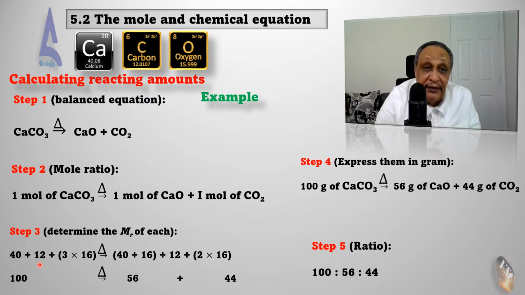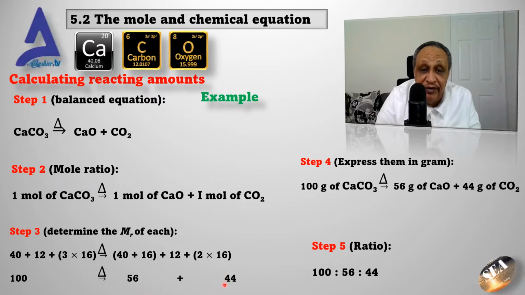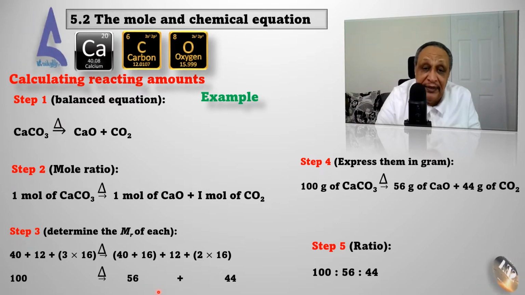When we add those together, we are going to have 100 for calcium carbonate. When heated, it's going to give me 56. When we add this together, 56 for calcium oxide and 44 for carbon dioxide. This is the mole ratio.